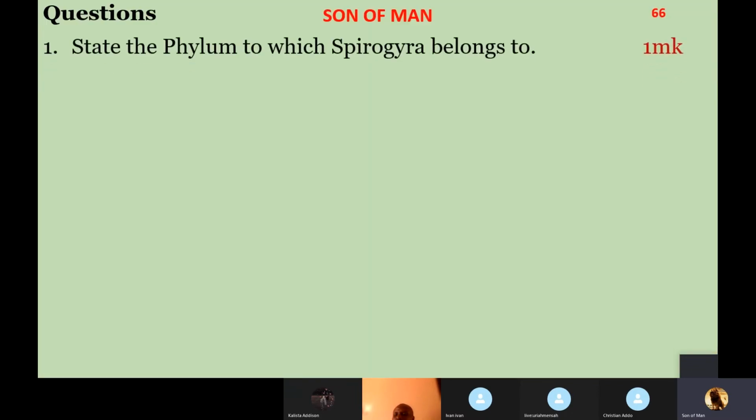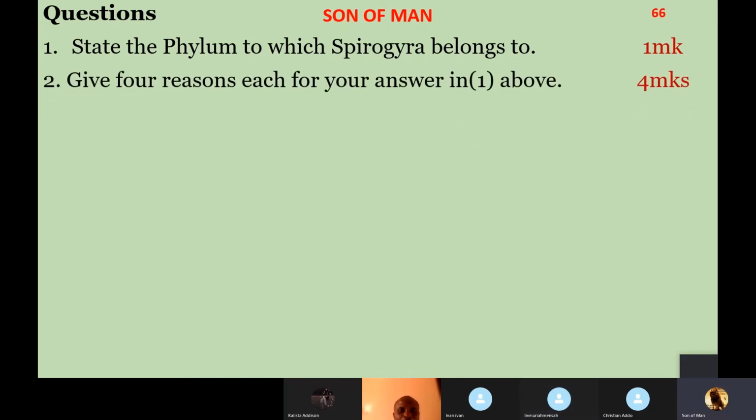Now, the first question. Mary, what's the phylum of Spirogyra? Chlorophyta. Very good. Now, Mary, give me reasons why you believe Spirogyra is supposed to be part of the Chlorophyta phylum you did mention. The first one is because the Spirogyra are filamentous. They have no roots, and they are freshwater organisms. Okay. And has no cell wall.